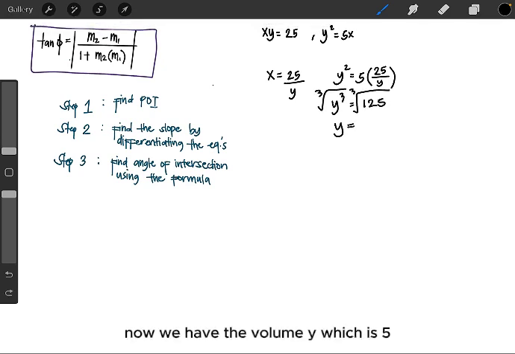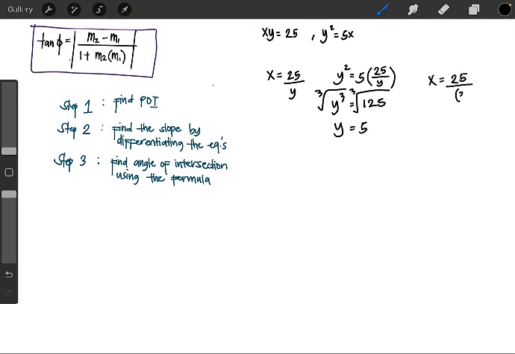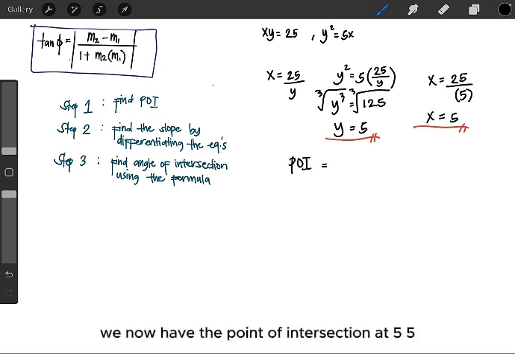Now we have the value of y, which is 5. Here, we can solve for the value of x. Therefore, x is equal to 5. We now have the point of intersection at (5, 5).